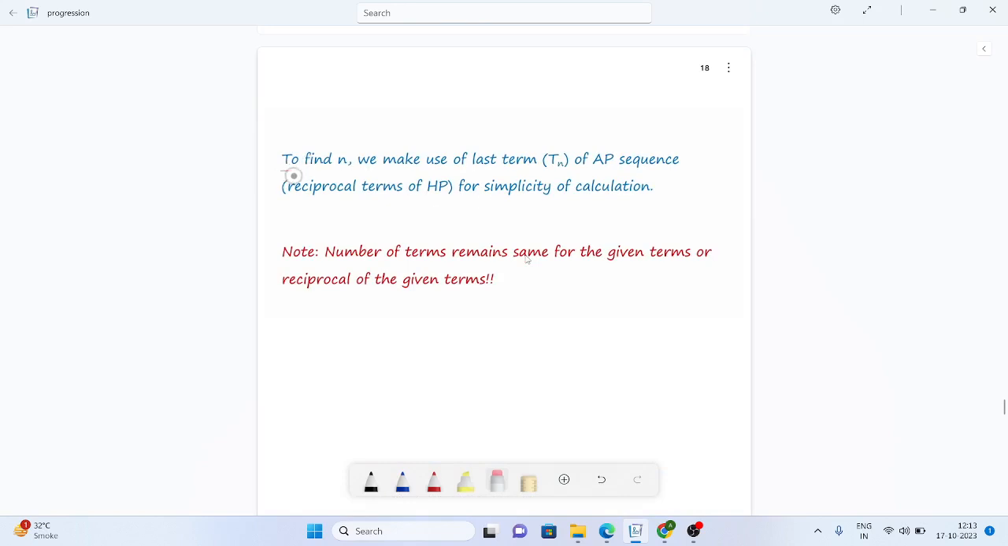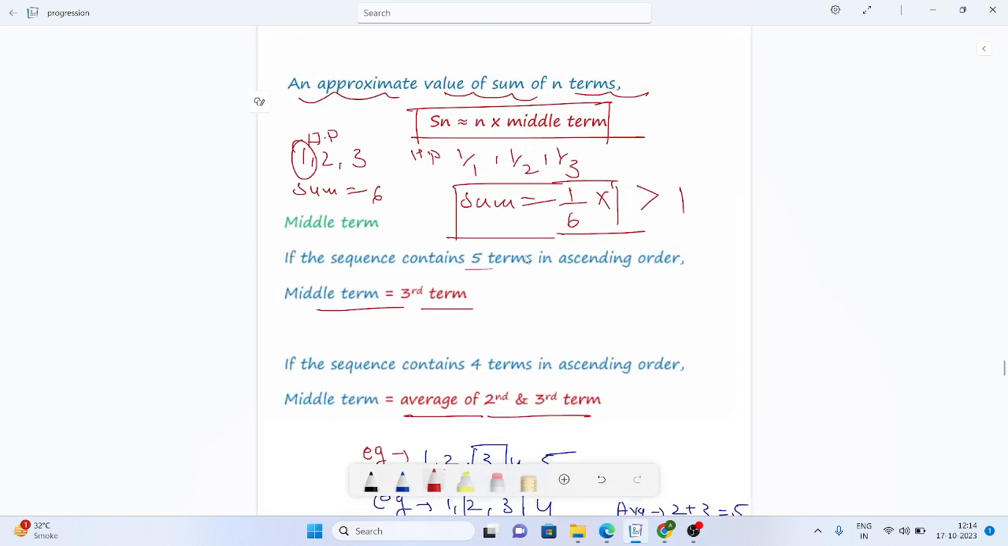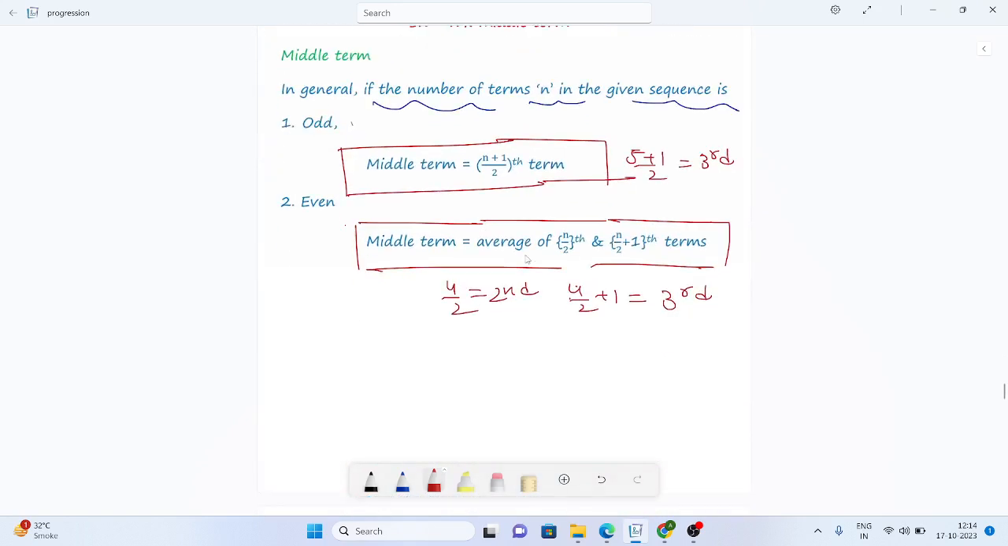So for finding the nth term in HP, we use the last term of the AP sequence and then reciprocal it for simplicity of calculation, because the number of terms remains the same for the given terms or the reciprocal of the given terms. Here the number of terms is 3 in AP and the number of terms in HP is also 3. So the number of terms will be the same by reciprocal.